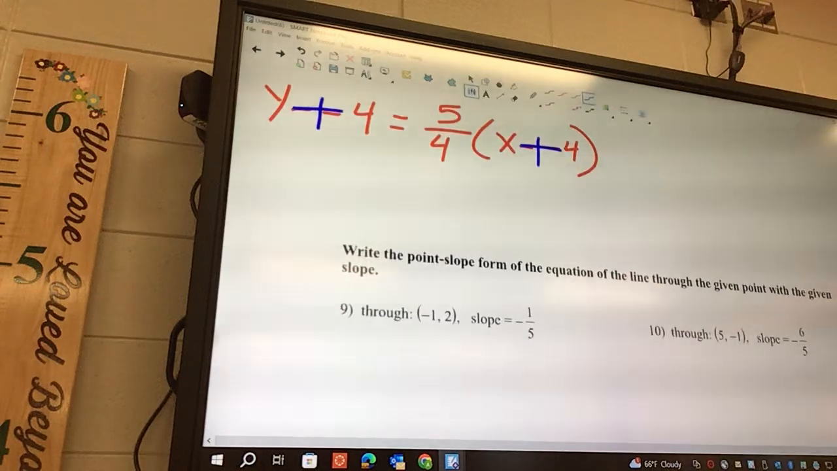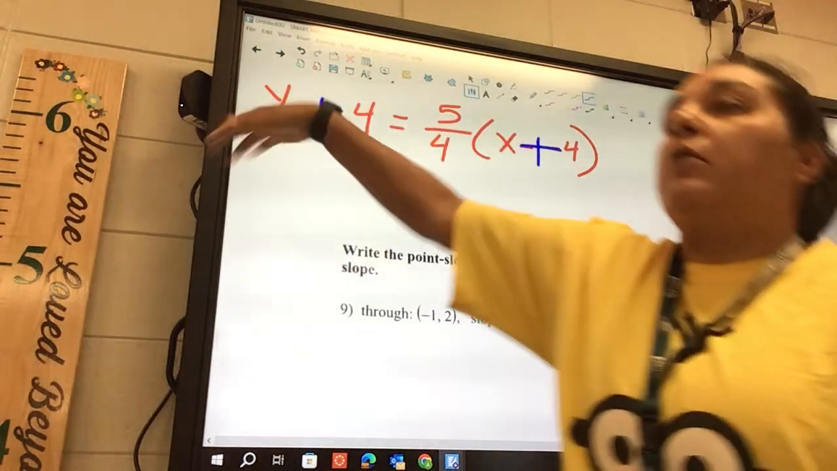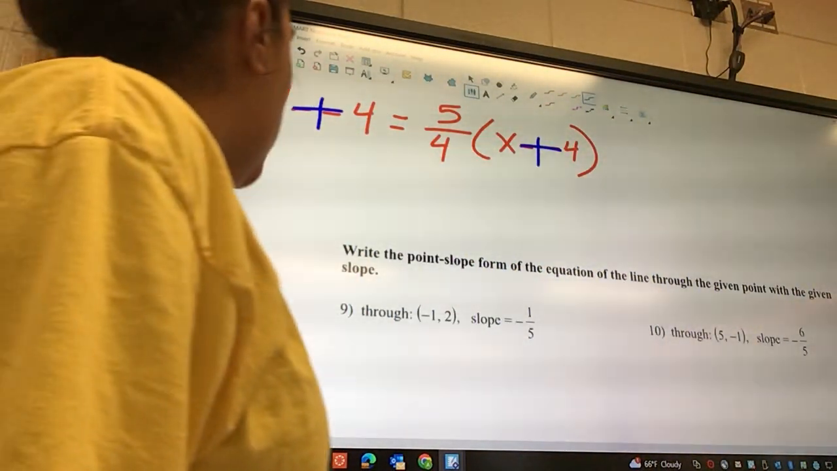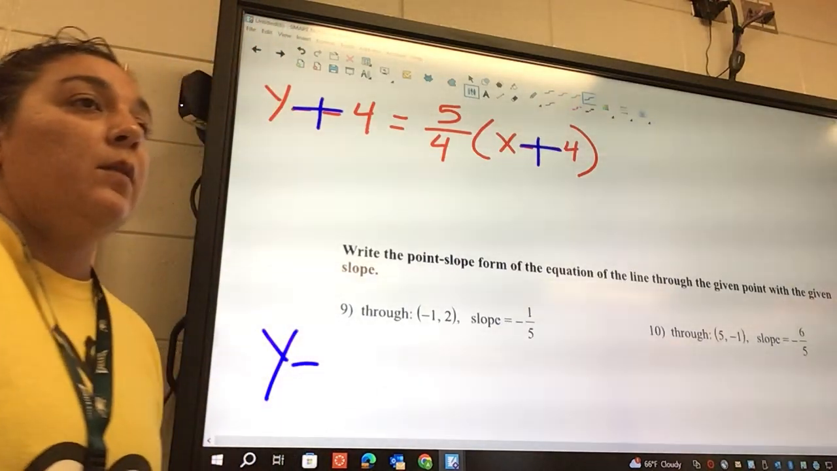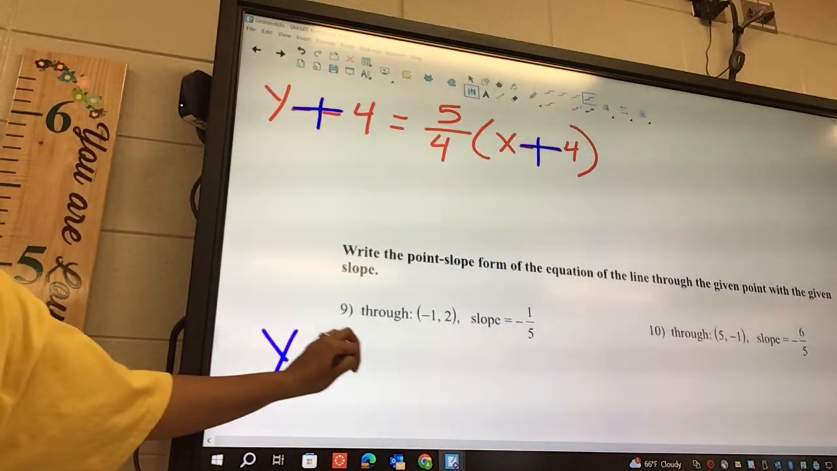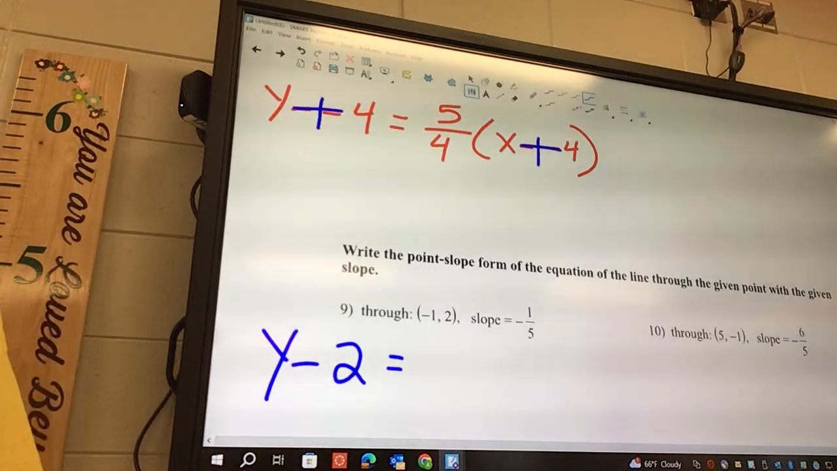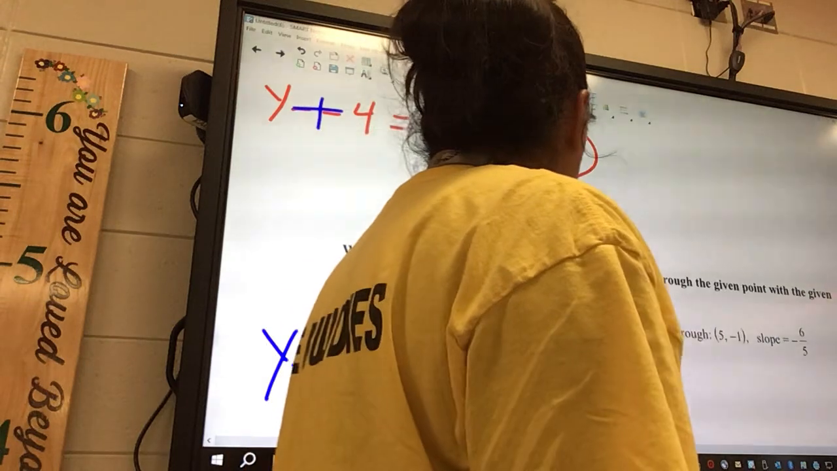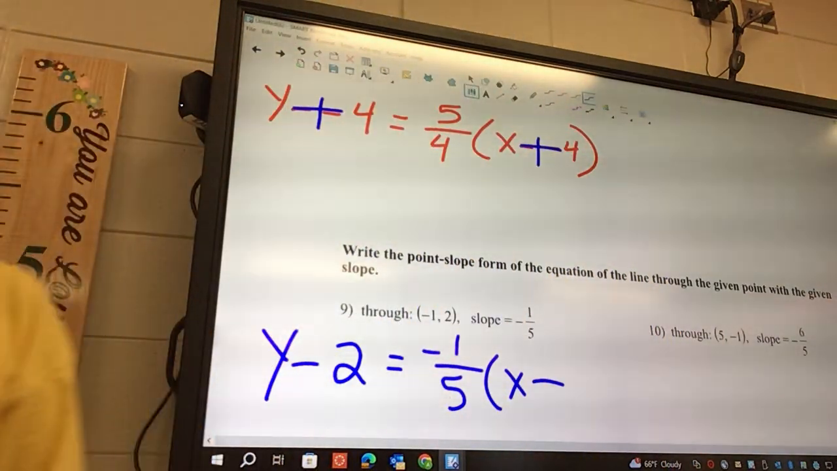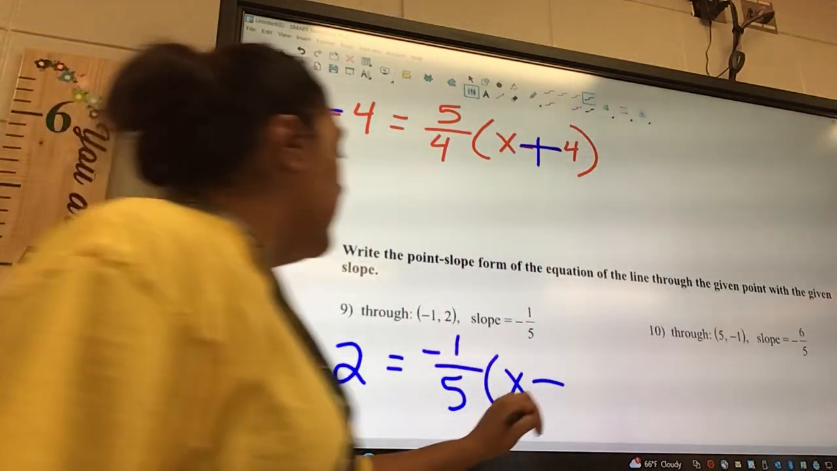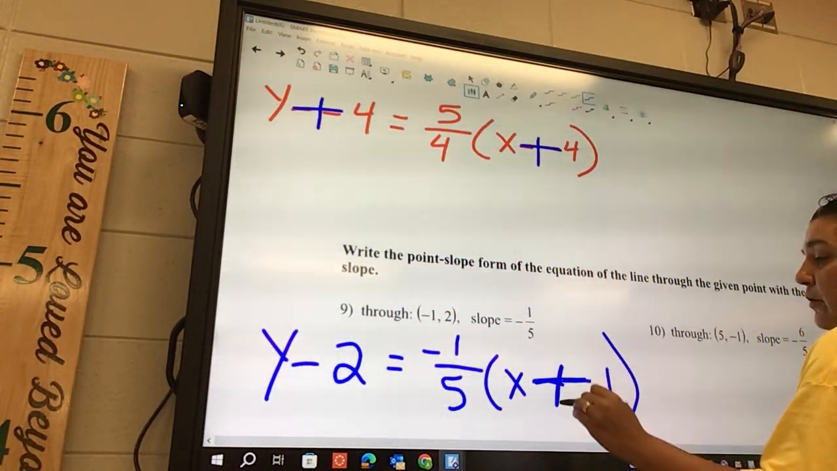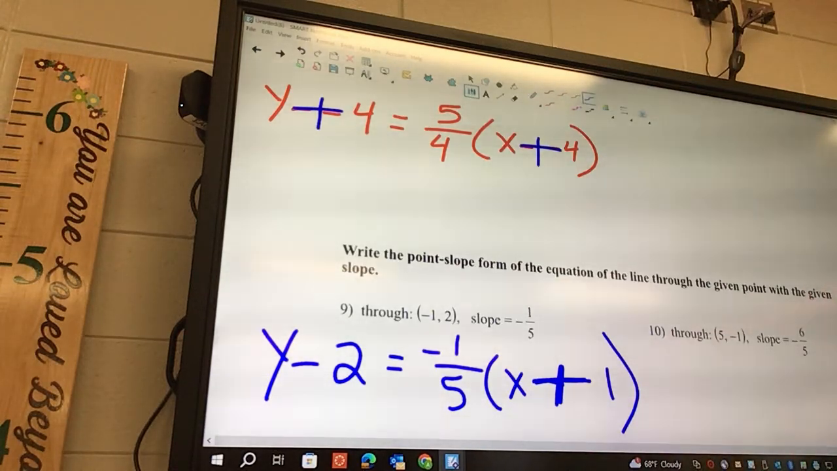Okay, number 9 is just writing in this formula. That's all we're doing is writing in that formula. So it's gonna be y minus, what is my y1? 2. 2 equals my m, what's my m? Negative 1 over 5. X minus, what is my x1? Negative 1. And what's that minus minus make? A positive. So right here should really be x plus 1. Okay? And that's all we're doing on that one.